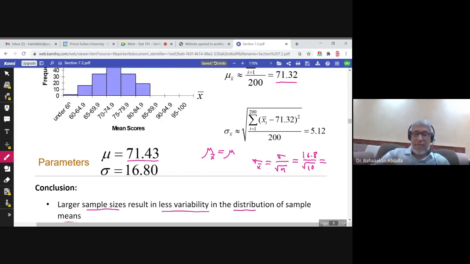The answer is 5.31. So it's very close to this one. Remember, we did not take here all the samples. We have taken only 200. If you take all the samples, you will find sigma X bar equals to 5.31 exactly.